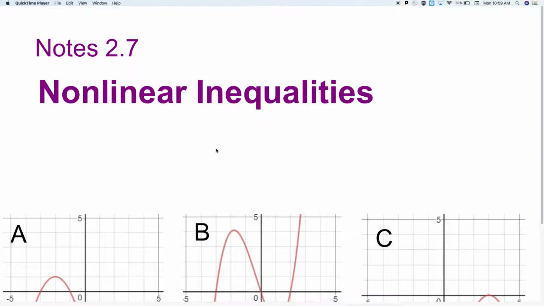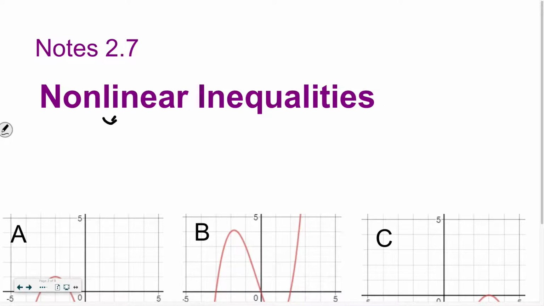Well, nonlinear means not lines. In fact, think about chapter 2. We've done two kinds of nonlinear functions. We've done the polynomials, which even includes our quadratics, which look like parabolas, and we've done rationals. So when I say nonlinear inequality, I really mean polynomial inequality, rational inequality. That's what we're going to do in chapter 2.